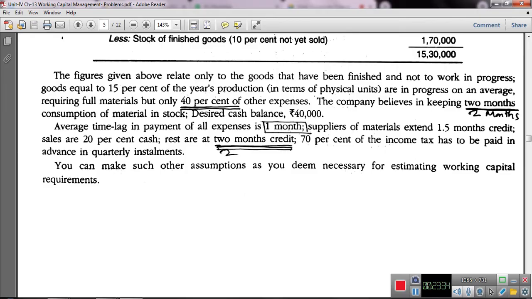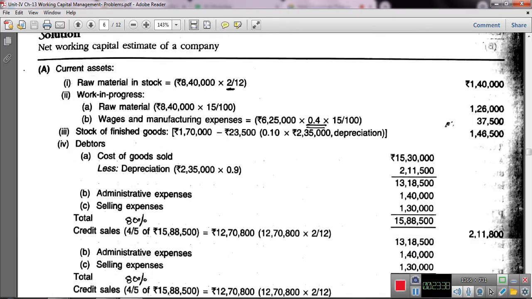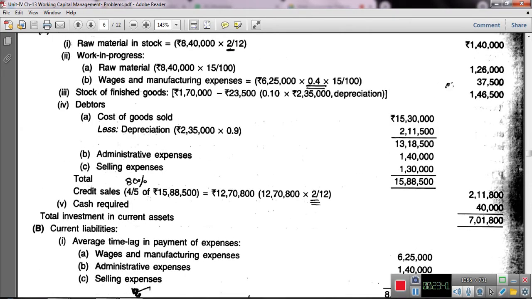So remember, that's why we consider raw material in process as 8,40,000 into 15 divided by 100. Holding period is not required because they have directly mentioned that 15% of the raw materials are held in work in progress. So 8,40,000 into 15 divided by 100 will give you 1,26,000 rupees, the amount required to invest in work in progress.